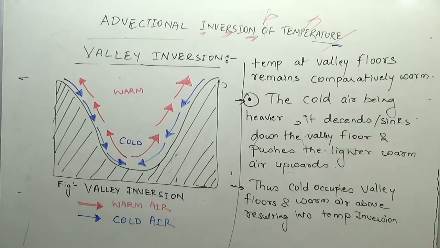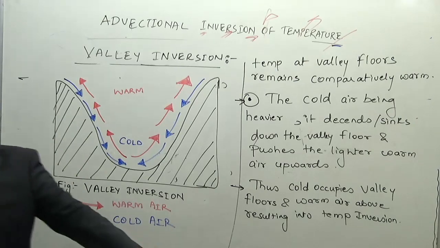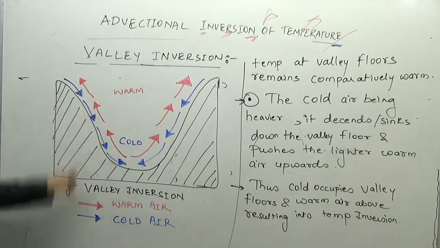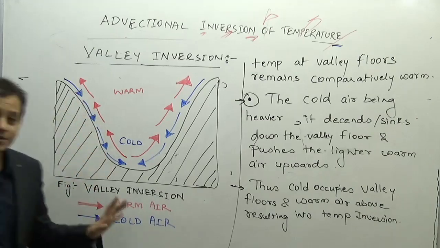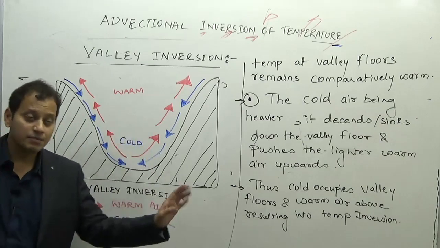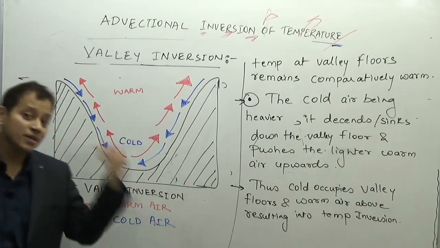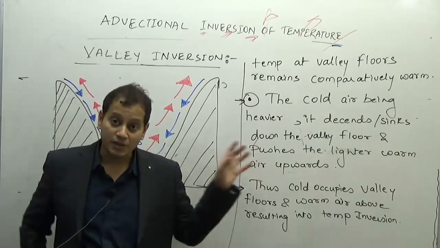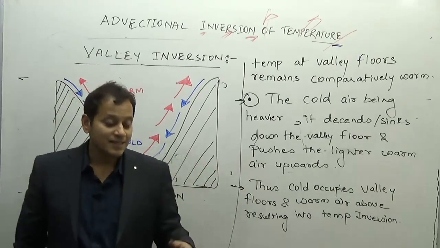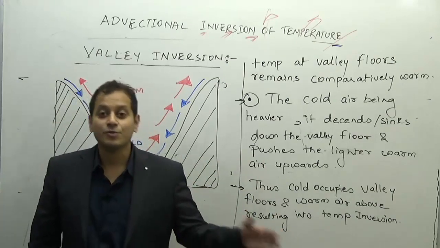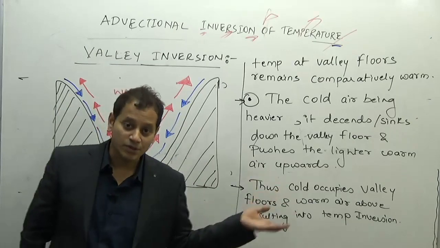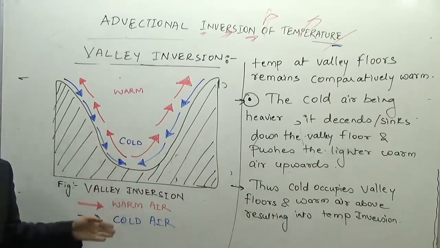So here, even if the examiner looks at your diagram, they should understand what you mean. You are showing that warm air is rising upwards and cold air is coming downwards, resulting in temperature inversion. Fairly simple diagram, you can draw it in the examination. As I told you, the better you are than your competition in your studies and in your note making, that same thing is reflected in the examination. You write the answers in a much better way and you are above the competition. So this is a kind of temperature inversion.